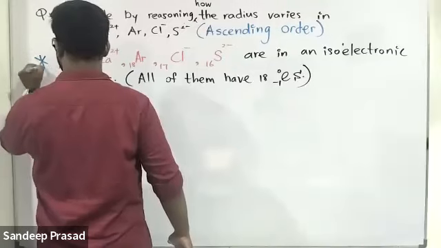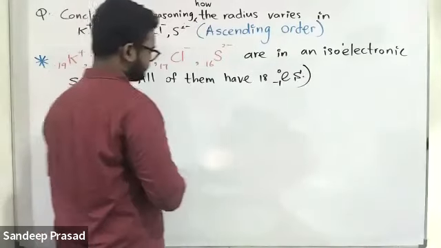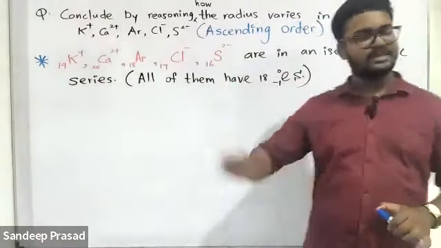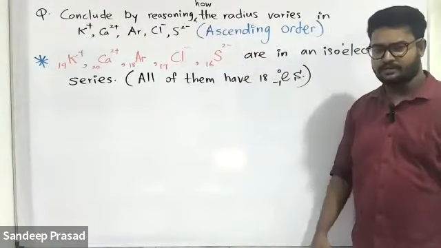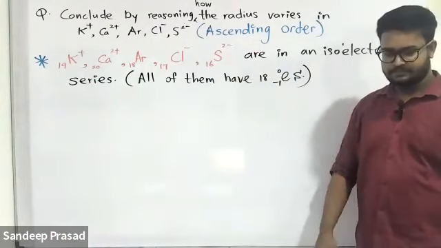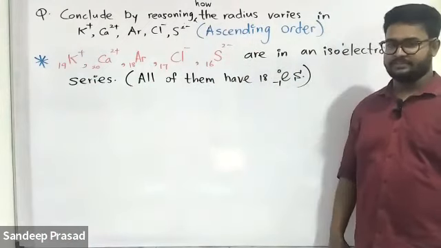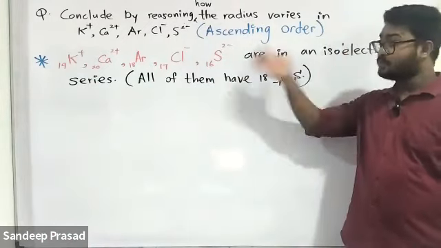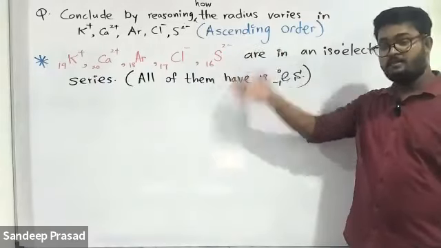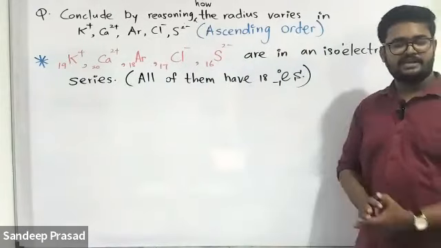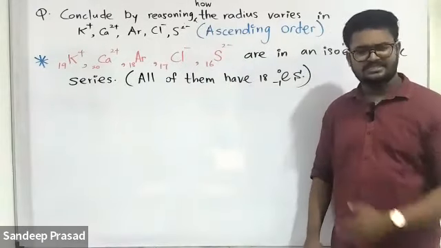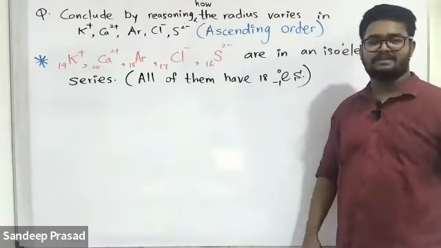Remember, students, most of the MCQs are like this only, right? You don't have to apply all the theories that you have learned. You have to be very tricky. First of all, you have to notice everything. Here the number of electrons are the same. All of them are in an isoelectronic series. Remember, if the number of electrons are the same, it's very easy to compare the radius.